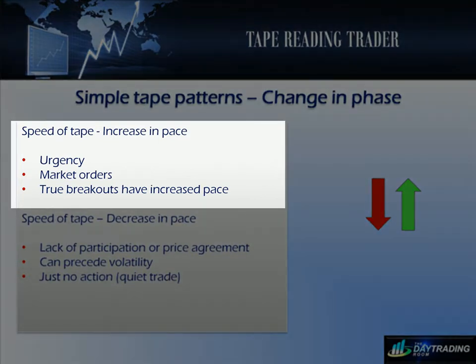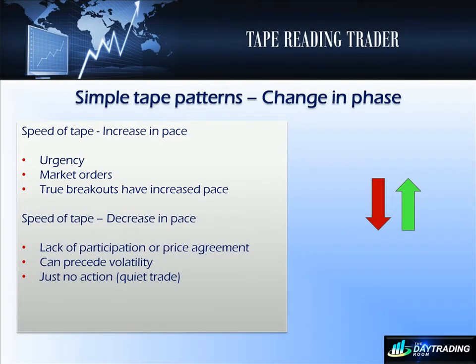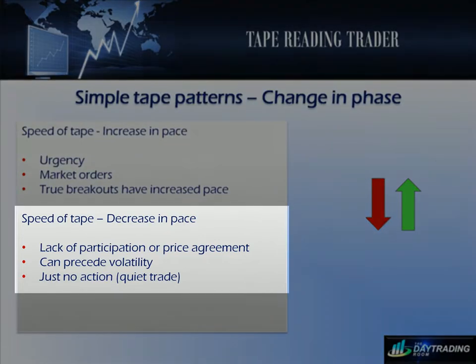So with an increase in pace, we would see the time and sales scrolling faster. It indicates a bit more urgency in the market. A lot more market orders going through, a lot more people agreeing on a price than previously. Now true breakouts have increased pace. If you've seen a genuine breakout as we break through a key level of support or resistance, you see the market running strong and the time and sales is running quickly. That's urgent orders, that's emotional order flow coming through.